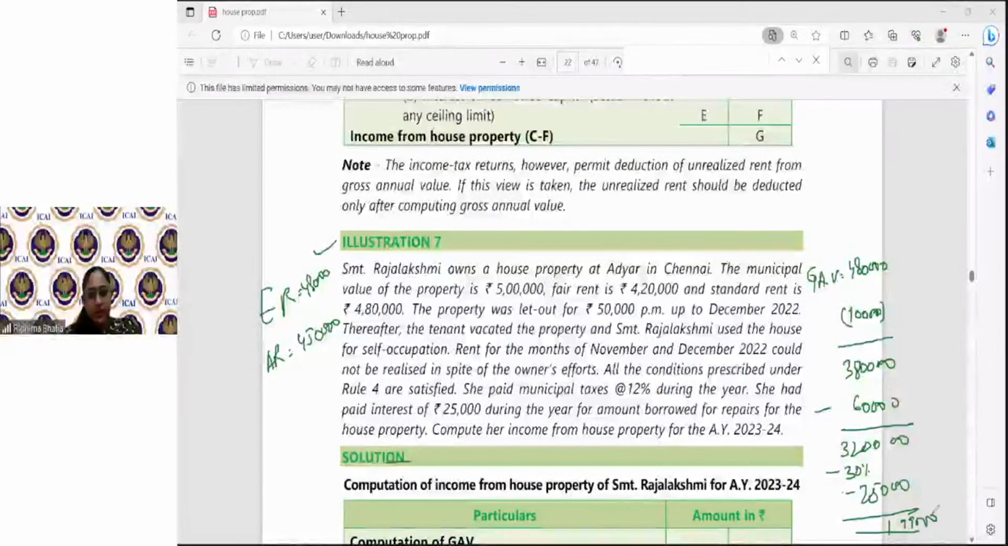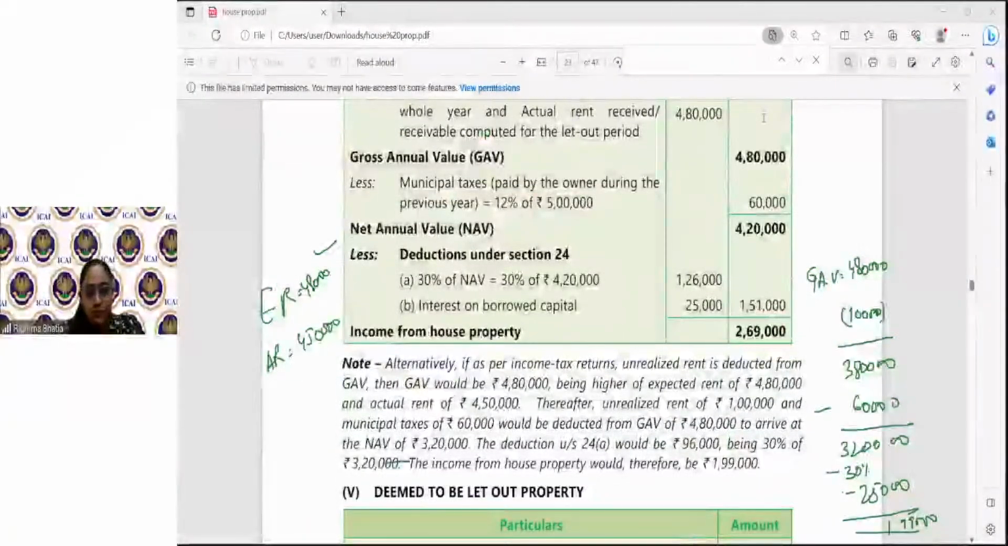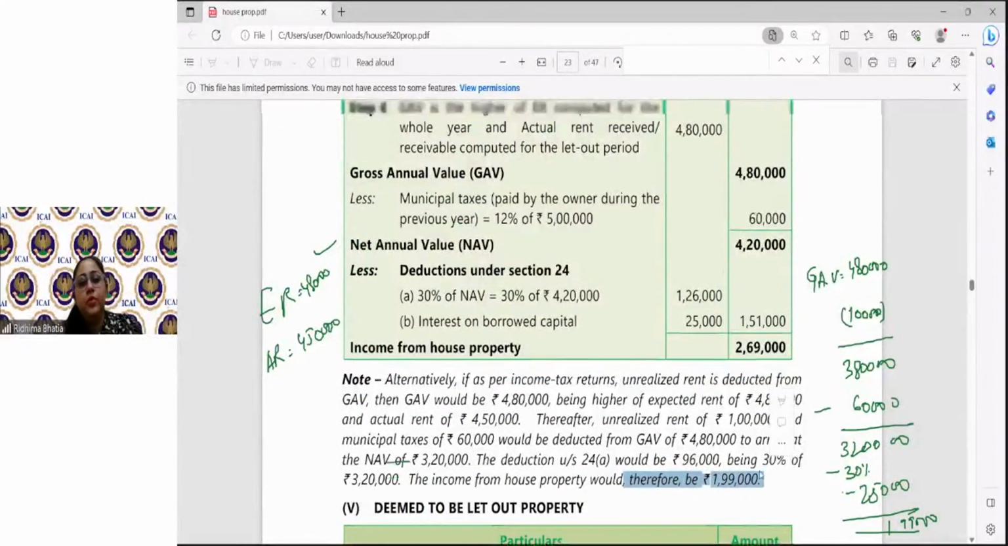$199. I hope it's clear. Let's see. So I have taken the note wala method, which is my alternate method, and the answer is coming correctly, 199. कोई doubt, guys?